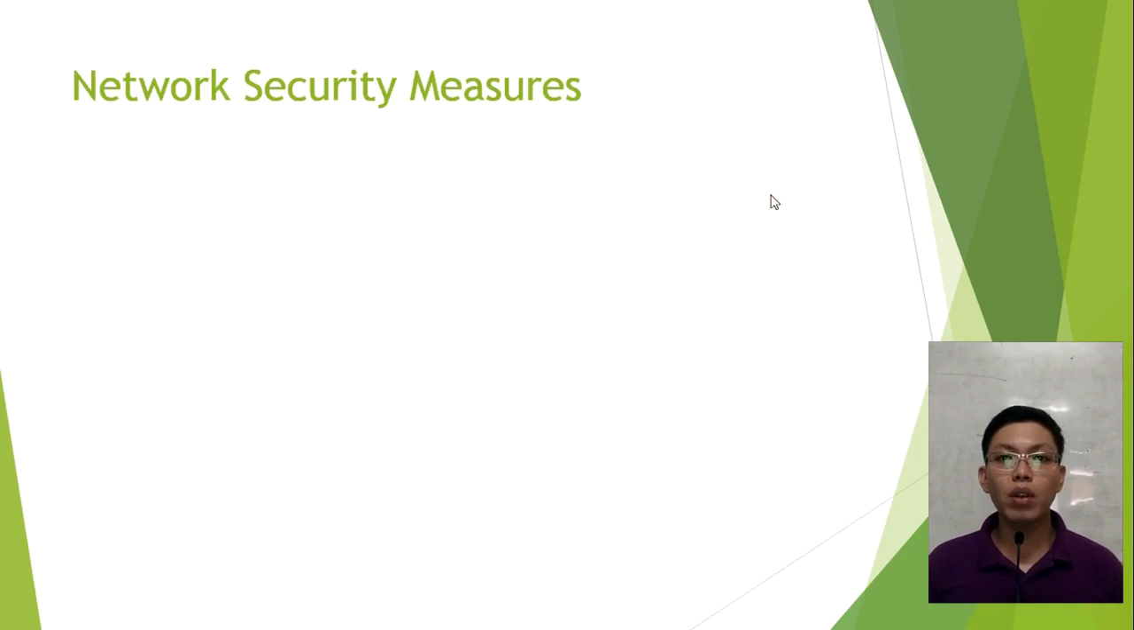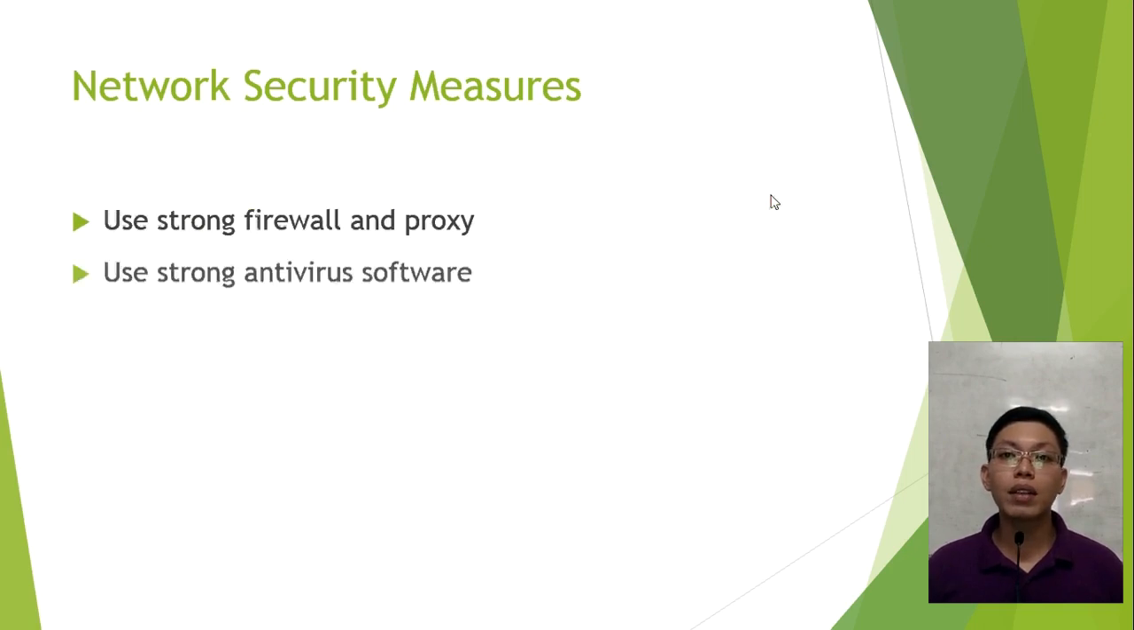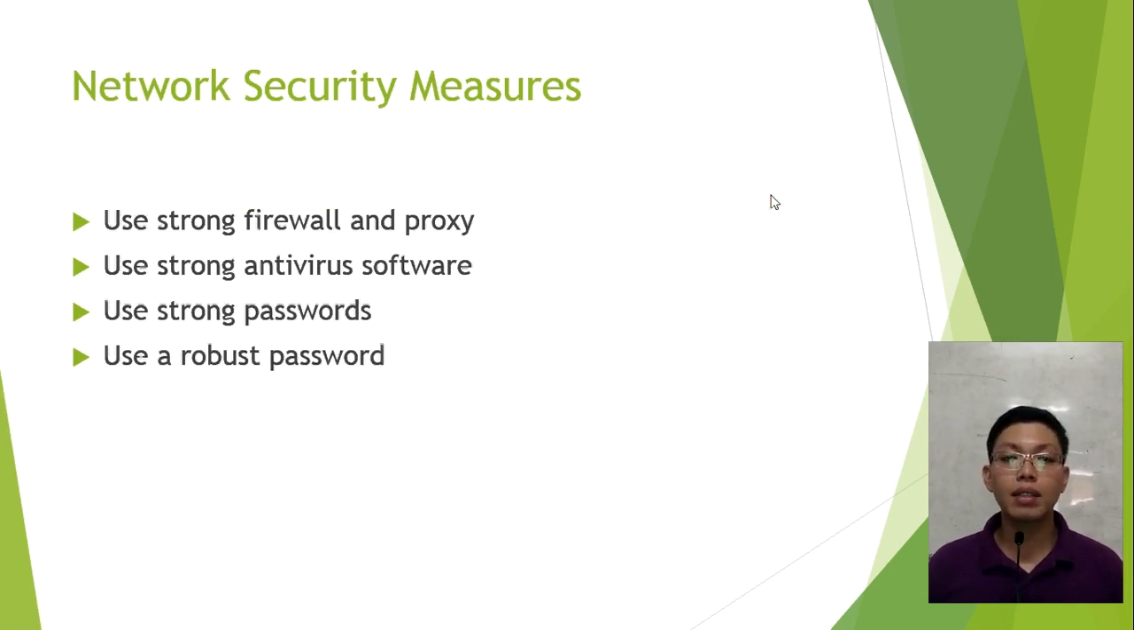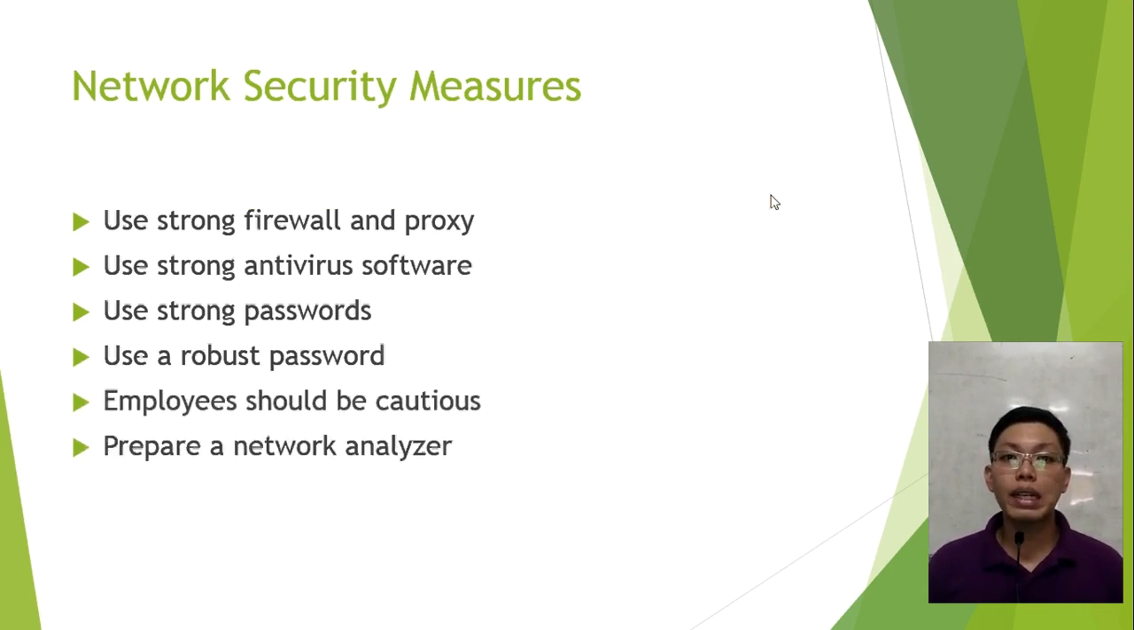Use a strong firewall and proxy to keep unwanted people out. Second, a strong antivirus software package and internet security software package should be installed. For authentication, use strong passwords and change them on a weekly basis. Also, employees should be cautious about physical security. Next, prepare a network analyzer or network monitor and use it when needed.